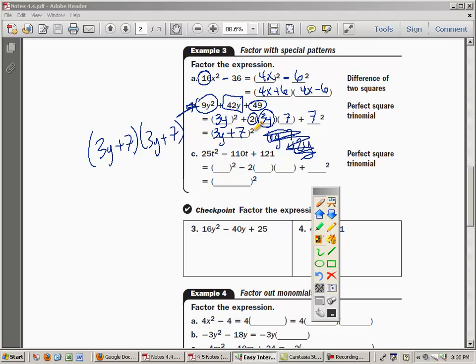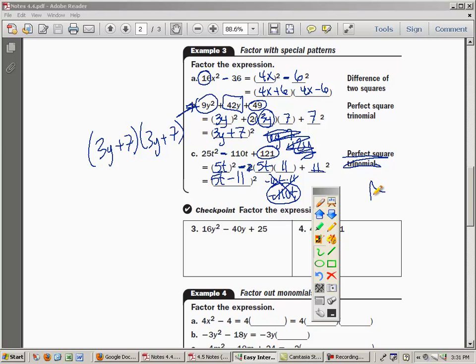All right, what did you square to get 25t squared? Well, you squared 5t, and to get 121, if you didn't know that, that's 11. So my question is then, is that middle term, since it's minus here, minus 2 times 5t times 11? Well, 2 times 5 is negative 10t, and then times 11 is negative 110t. And so when I do this and this times negative 2, I get that middle term, and so I know this is a perfect square trinomial. And so it's 5t minus 11 squared.